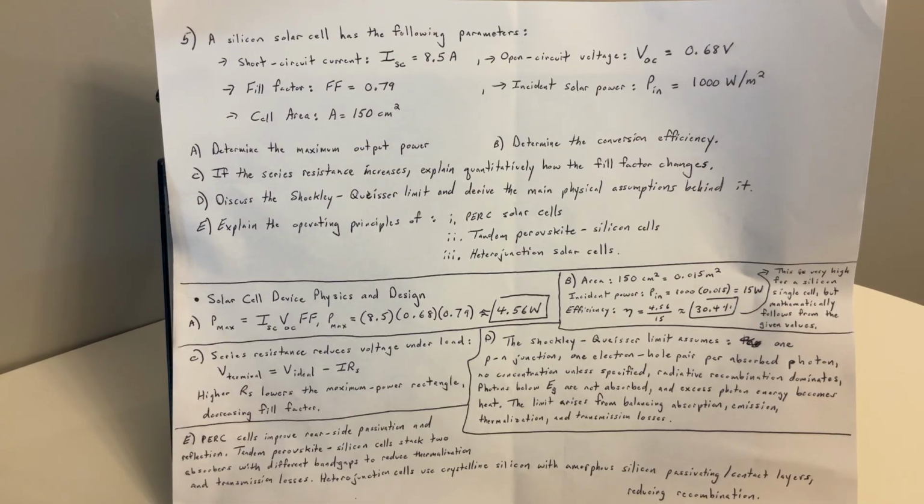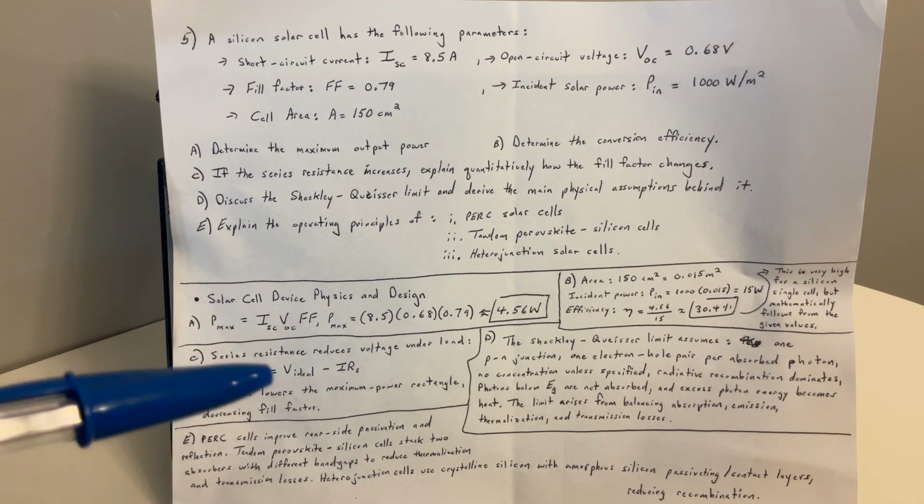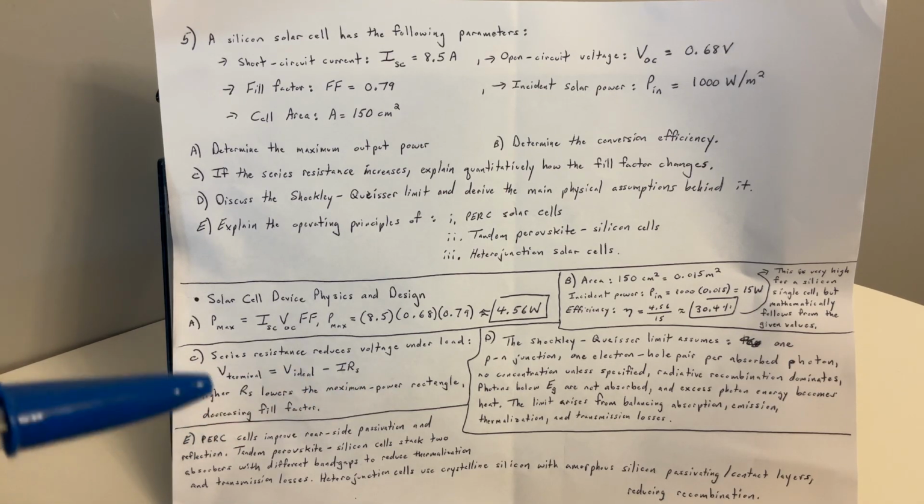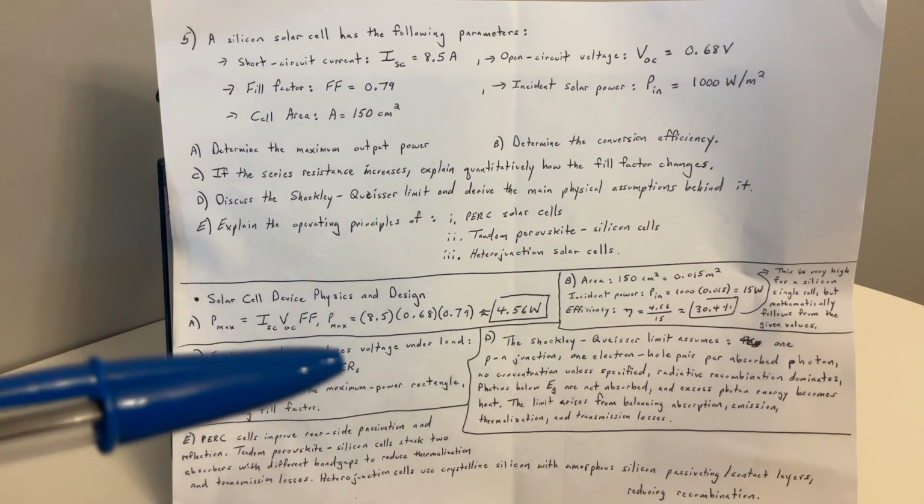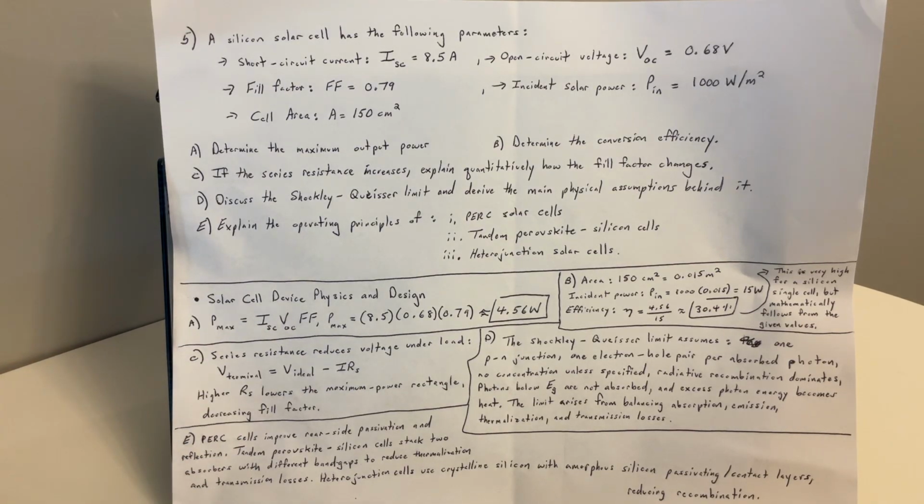Part C, if the series resistance increases, explain quantitatively how the fill factor changes. Series resistance reduces voltage under load. V sub terminal is equal to V sub ideal minus I R sub S. Higher R sub S lowers the maximum power rectangle, decreasing the fill factor.